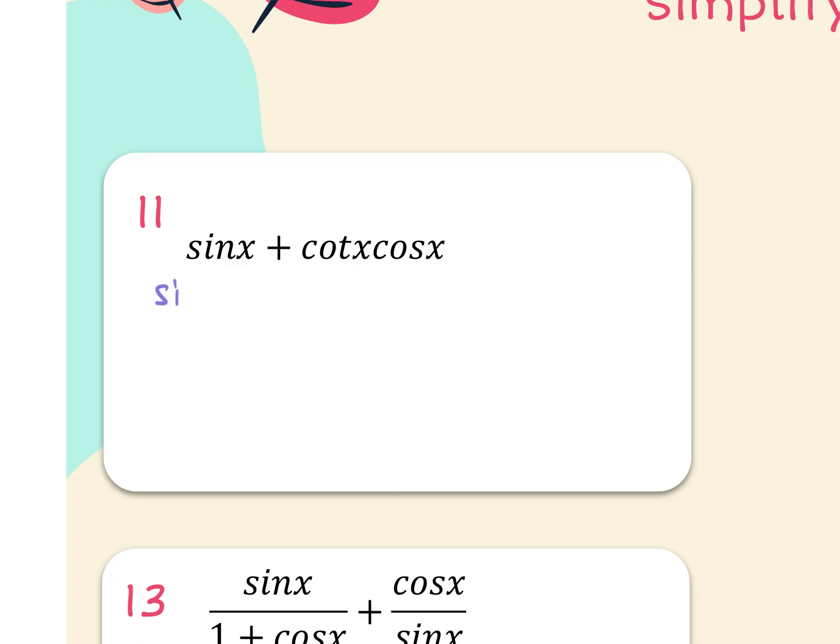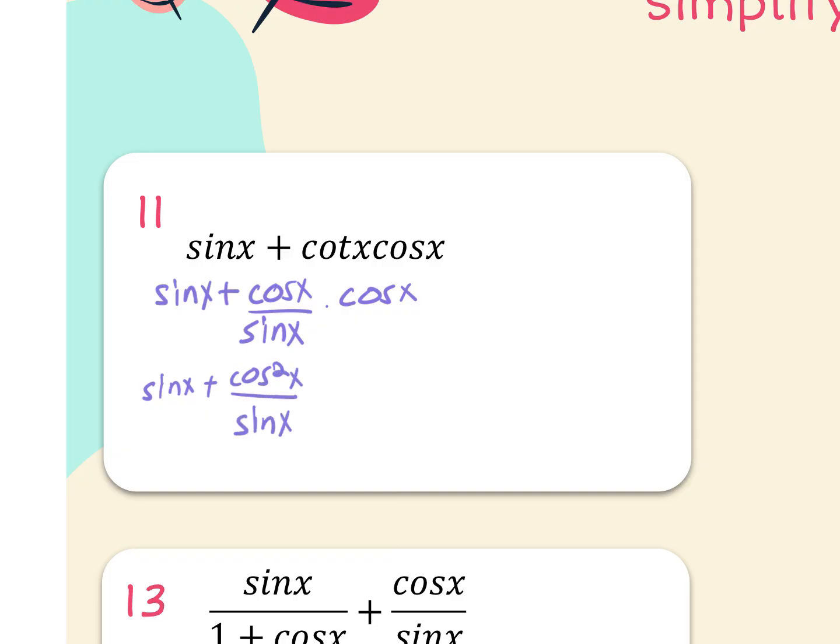So I have that this is sine of x plus cotangent, which is the same as cosine of x over sine of x, and then times cosine of x. All right, and then what that does is it gives you sine of x plus cosine squared x over sine of x. Now there are a couple different ways that you could go about it from here. I'm going to show you what I would do, and that is make everything into a single fraction.